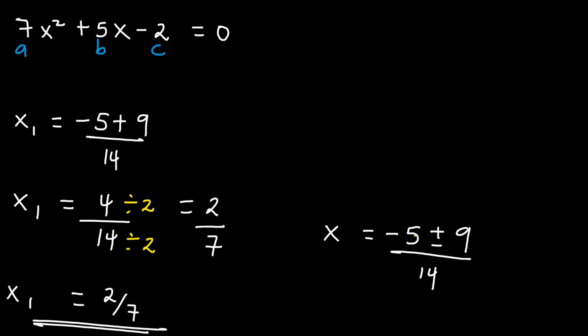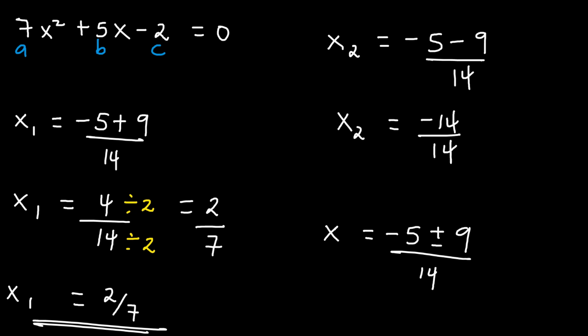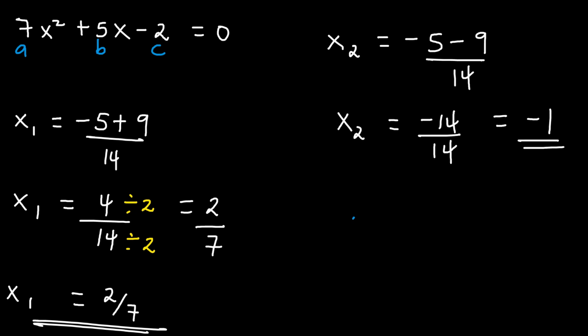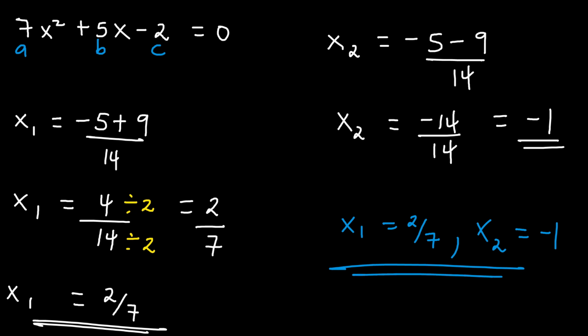Now what about x2? This time we shall use the negative sign. So we shall have x2 equaling negative 5 minus 9 divided by 14. And so x2 will be equal to negative 14 divided by 14. And this is equal to negative 1. Therefore x1 equals 2 divided by 7, and x2 equals negative 1. So that's how you can solve quadratic equations using the quadratic formula.